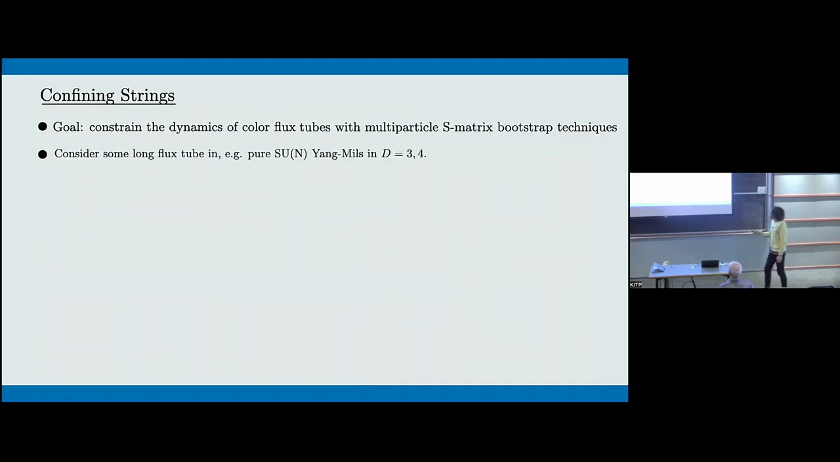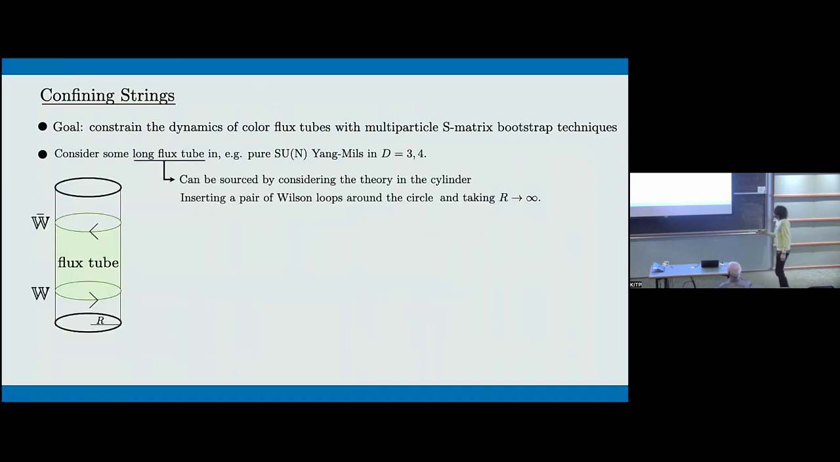So let's consider some long flux tube in, say, pure SU(N) Yang-Mills in D equals 3 or 4. We can source such a long flux tube by considering, say, 2 Wilson loops that are wrapped in some compact dimension, and then taking this dimension to be very large, so we are back in flat space.